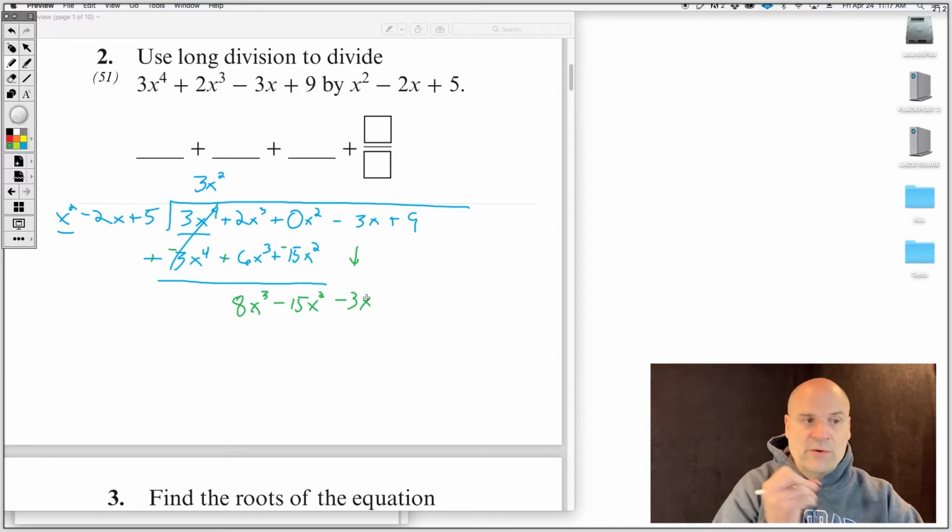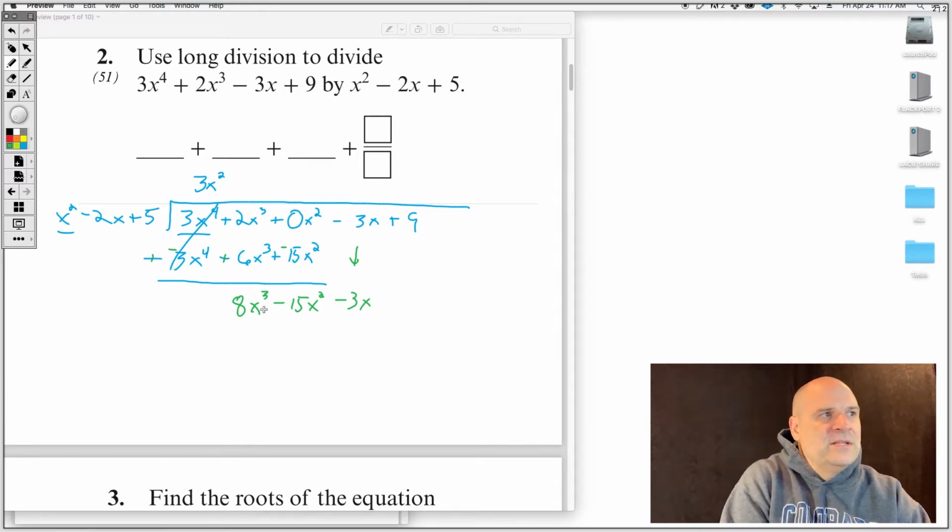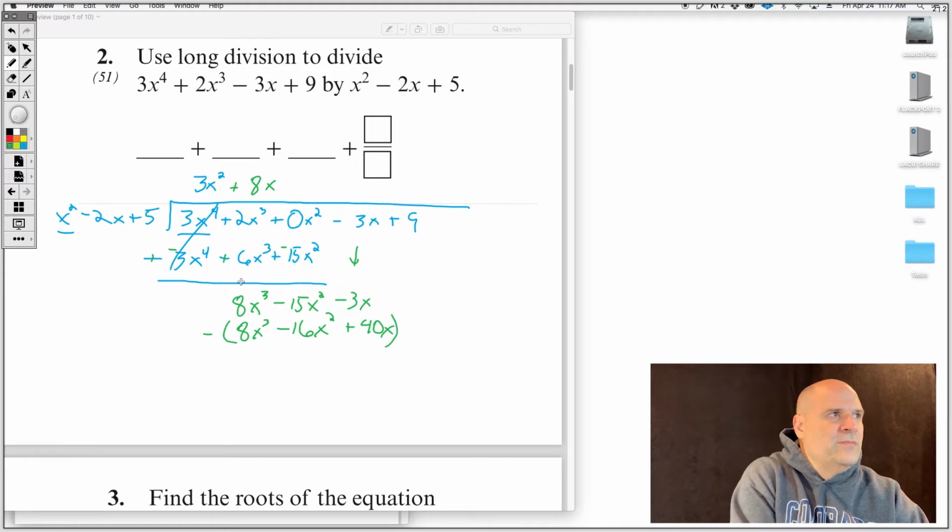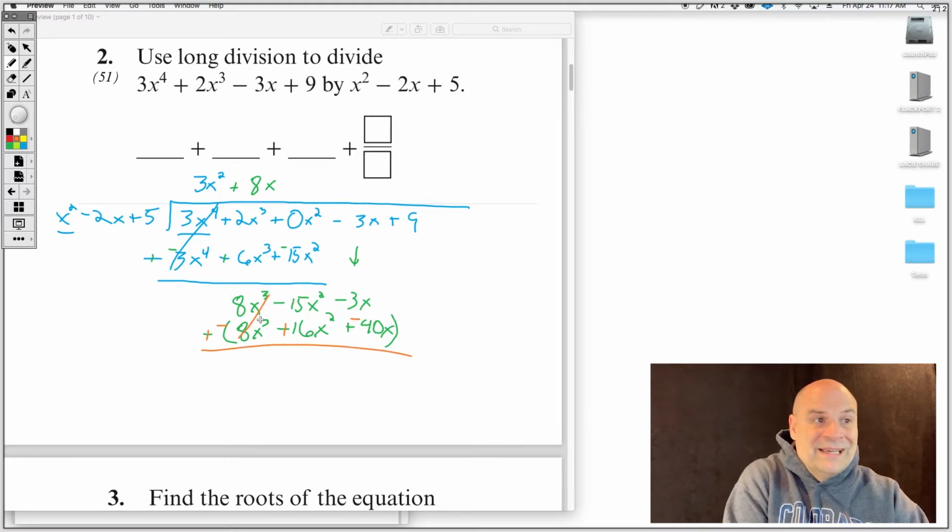All right, start over. Divide again. You're just dividing an x squared out of x cubed, so you're left with a positive 8x. Now multiply, distribute everything. 8x cubed minus 16x squared plus 40x. Now you're gonna subtract this whole thing. So chicken scratch. Then you get a negative 15x squared plus a positive 16x squared, so you just get x squared.